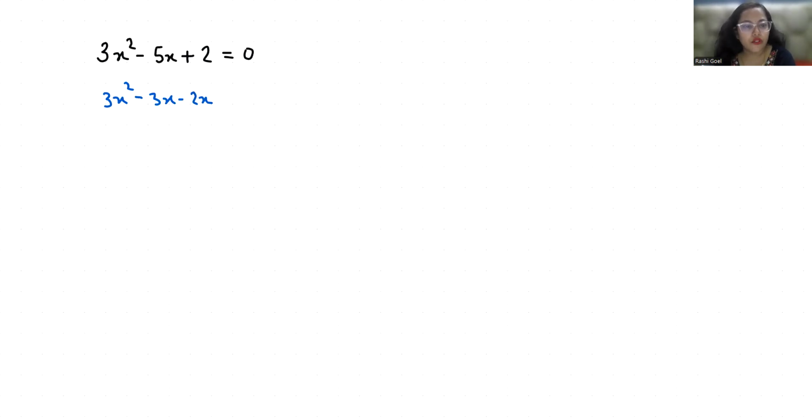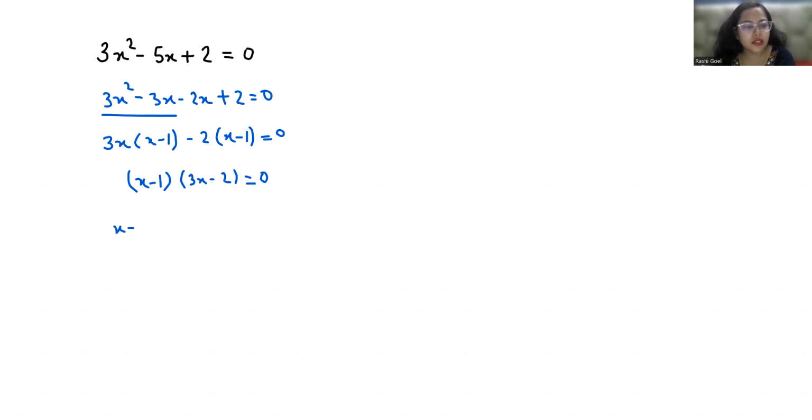So now from the first two terms, if I take 3x as common, we get x − 1. And if I take −2 as common from the next two terms, we get x − 1 = 0. Now x − 1 is common, so (3x − 2) = 0. So first, x − 1 = 0, x = 1, so one root is 1. And 3x − 2 = 0, so 3x = 2, x = 2/3.